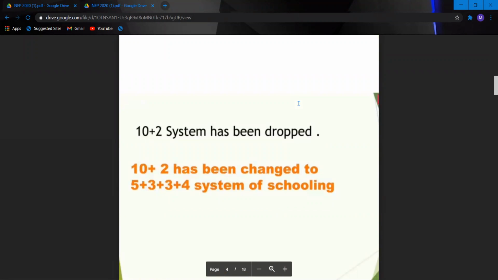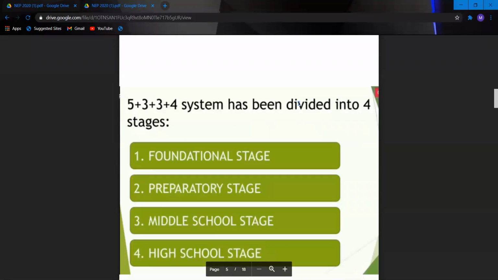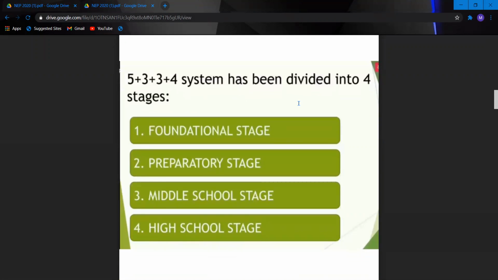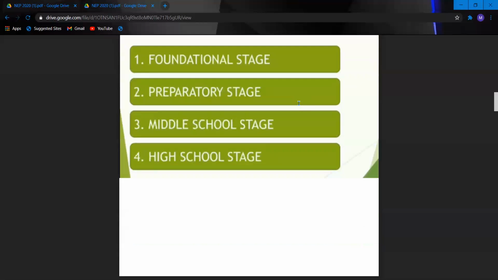First of all, the major change in the system is that the 10 plus 2 system has been dropped and changed to a 5 plus 3 plus 3 plus 4 system of schooling. Now, what is it all about? The 5 plus 3 plus 3 plus 4 system has been divided into 4 stages. One is the foundational stage, second is the preparatory stage, third is the middle school stage, and fourth is the high school stage. Now let us understand all these stages in detail.